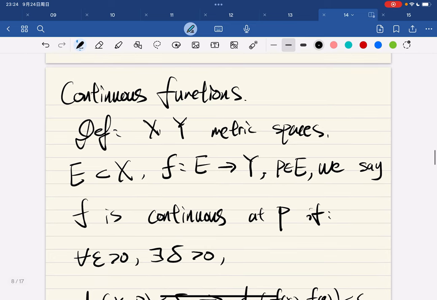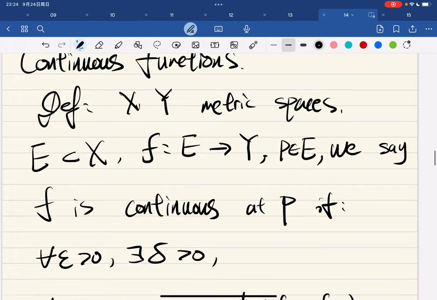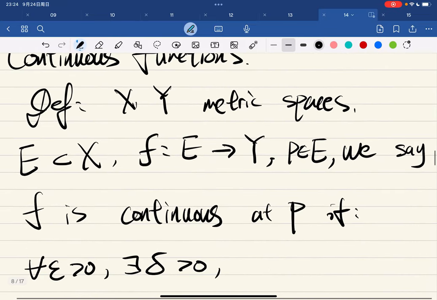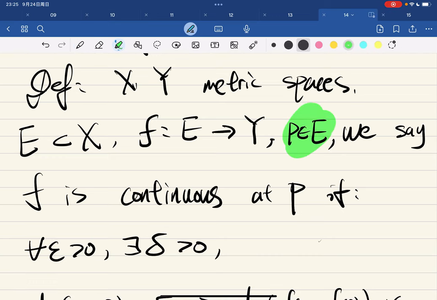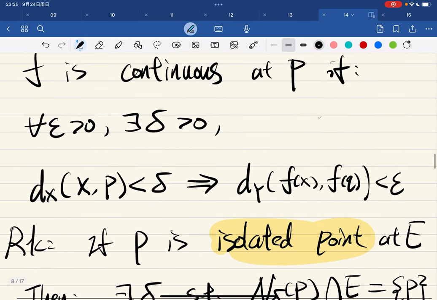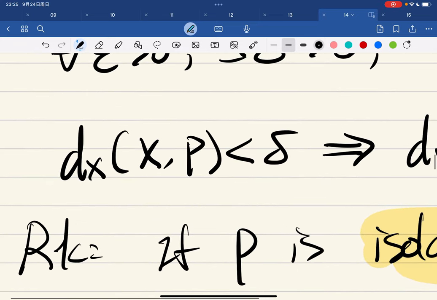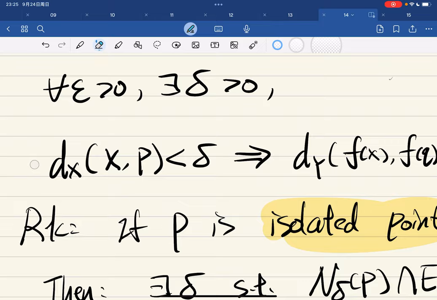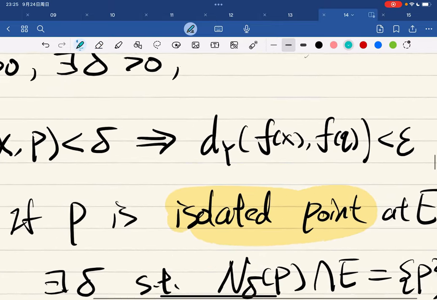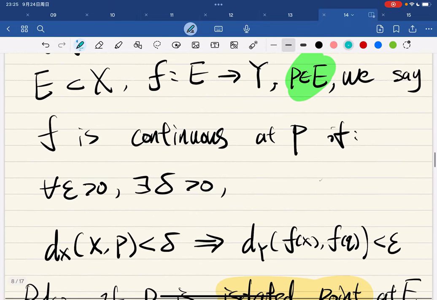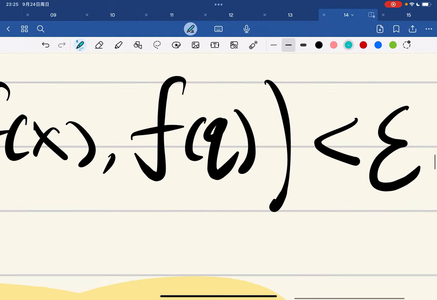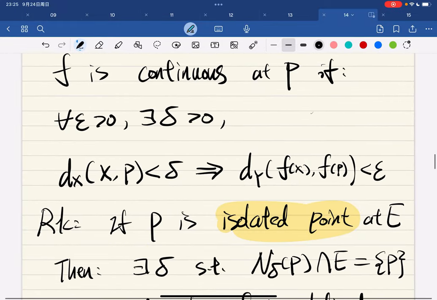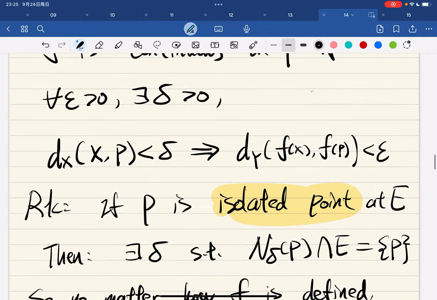Okay. And we're going to talk about continuity of functions. So the definition is that, okay, let X, Y be metric spaces, E a subset of X, f from E to Y, and p in E. p must be in E. So we say that f is continuous at p if for any epsilon greater than zero, there exists a delta such that, well, remember before we had this should be greater than zero, but in continuity, we don't care. It's okay. And we have this is true. Continue should be f(p).